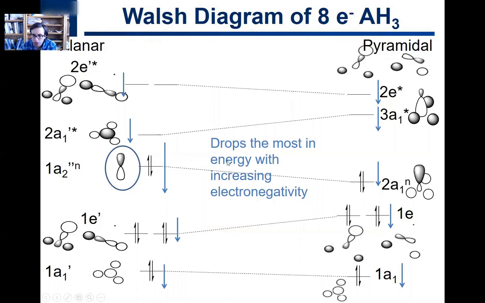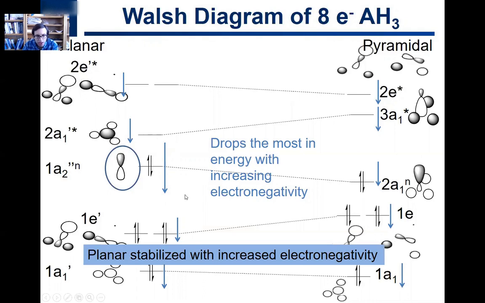So the non-bonding ones, or the ones that have most electron density on the central atom, those are going to change the most. This one's the only one that's strictly non-bonding, right? This one actually has a little bit of bonding after mixing. So this orbital is going to become really important. This is going to drop down the most. And so this tells you that the planar case is going to be stabilized, right? If this goes down more, that's going to be stabilized with increased electronegativity.